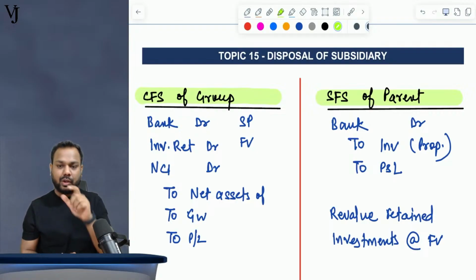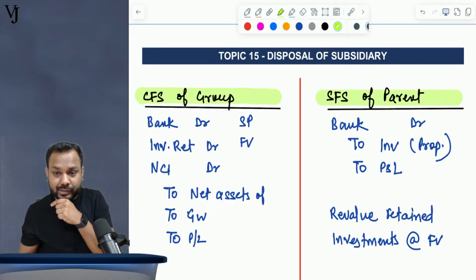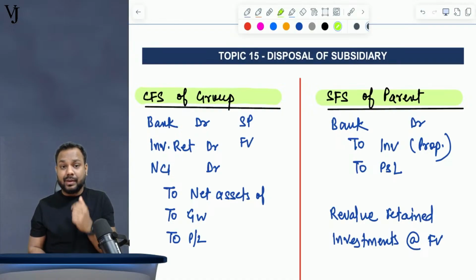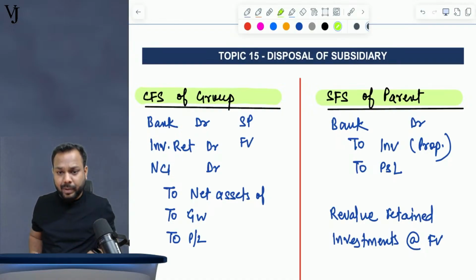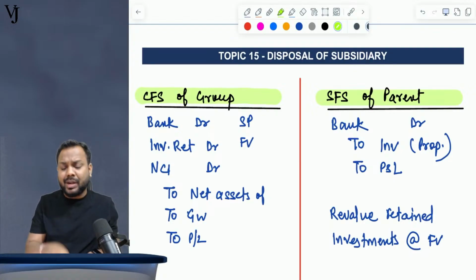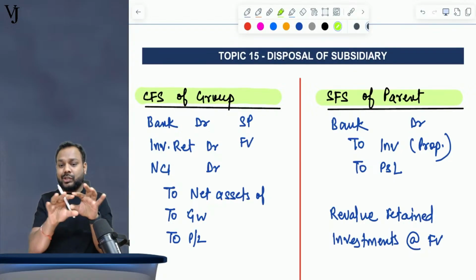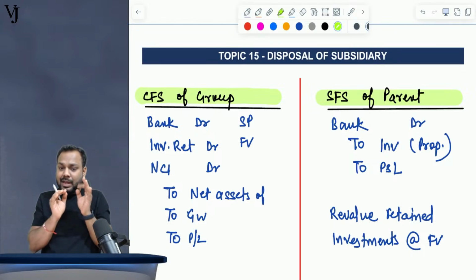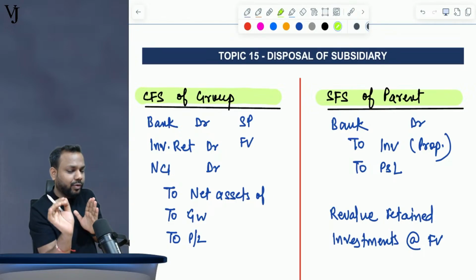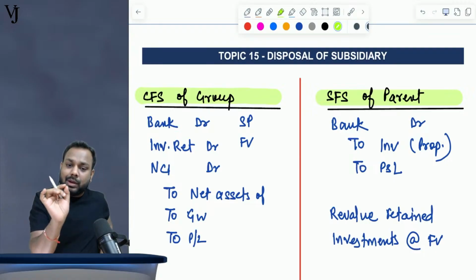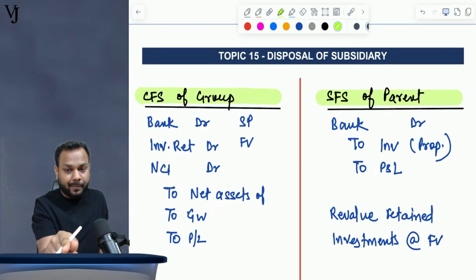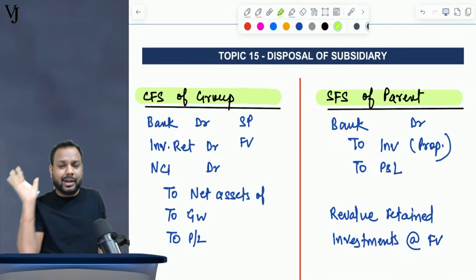Swam, you have a topic to be discussed, that is loss of significant influence. What is the accounting treatment of it? Though it was not a part of my initial plan, no worries, I'll take it up, but towards the end of the session. I'll not change the plan of my session. Since you have a query, I'll take it up, but towards the end, not now. Just make sure that you are reminding me towards the end. I'll definitely take it up.